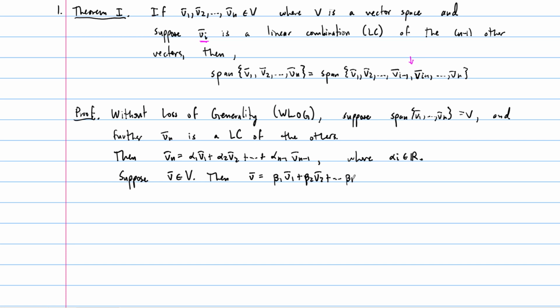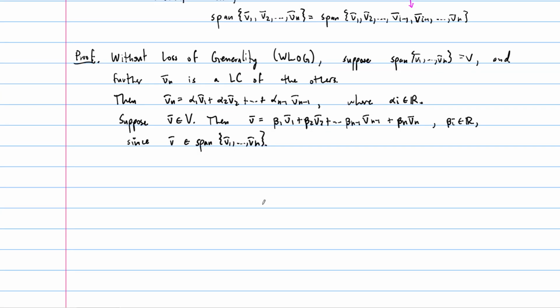This is going to be all the way up to beta n minus 1 V n minus 1 plus beta n V n. All of these beta i are scalars. And this is true because V is said to be in the span. The definition of a span is that the span is the collection of all linear combinations of these elements. So this is true since V is in the span of V1 to Vn.